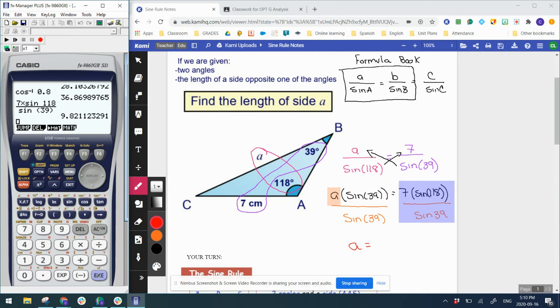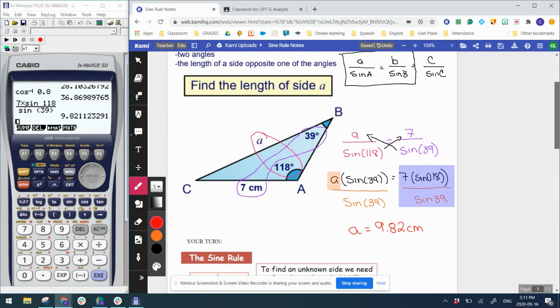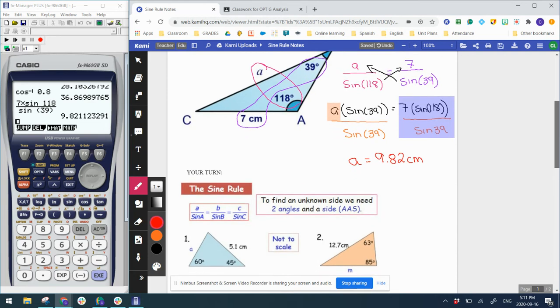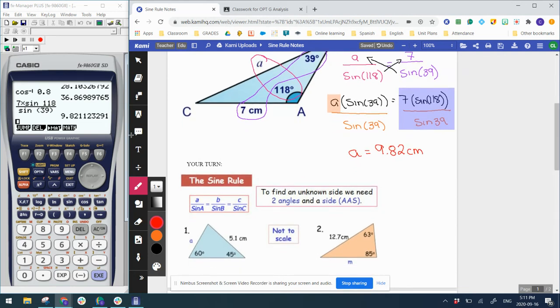A is equal to 9.8 and to 3 significant figures, so we need the 9, the 8, and the 2. The 1 is not enough to bump us up, so we're going to leave it as 9.82 centimeters. No extra work is needed. That is all there is to finding a side using the sine rule. Here's two questions for you to try. You're going to find side A here, and you're going to find side M here.